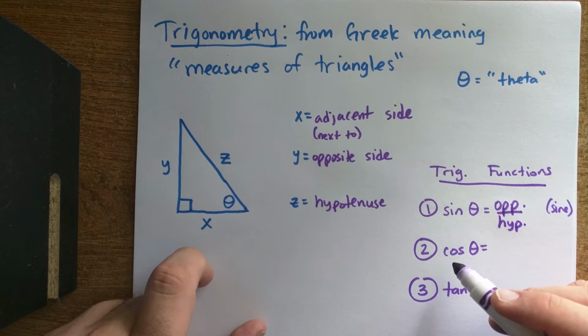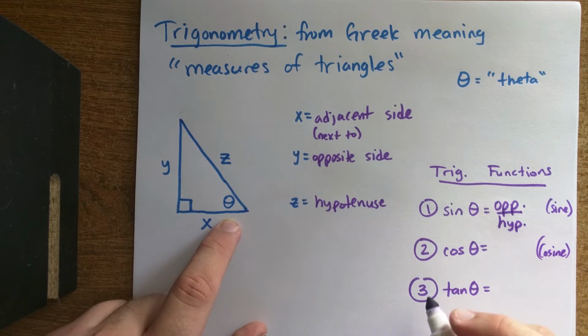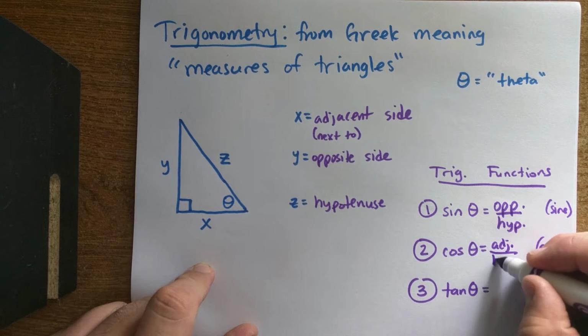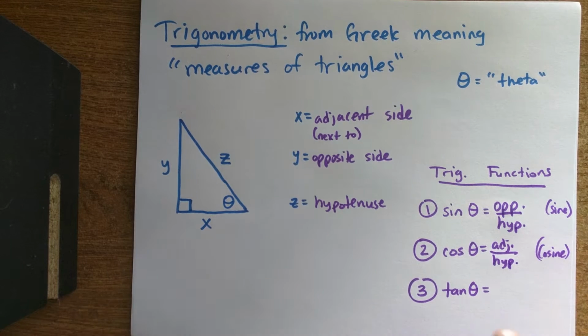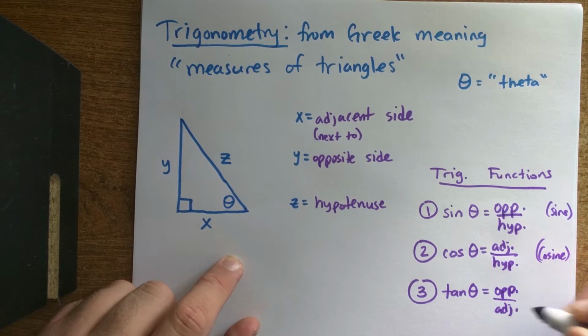Likewise, we define the cosine theta, and we say cos, but it's really cosine. But cosine theta is the adjacent side over the hypotenuse. And tangent theta is defined as the opposite over the adjacent.